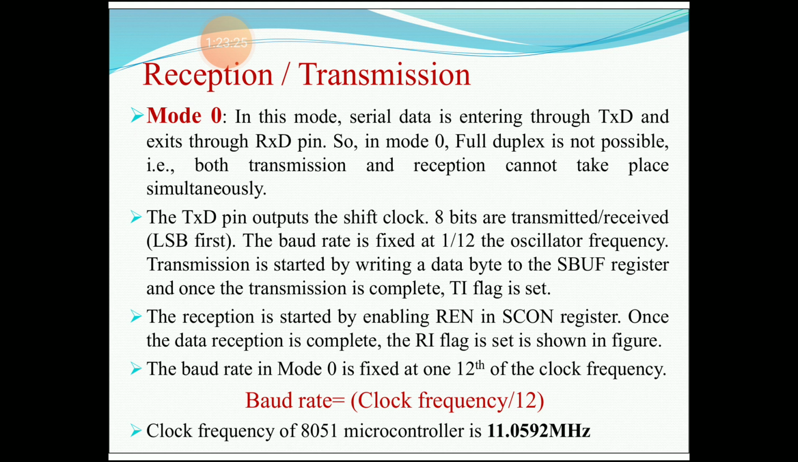The baud rate in mode 0 is fixed, that is 1/12 of the oscillator frequency, given below: baud rate equals clock frequency divided by 12. Here the clock frequency of the microcontroller is 11.0592 MHz.